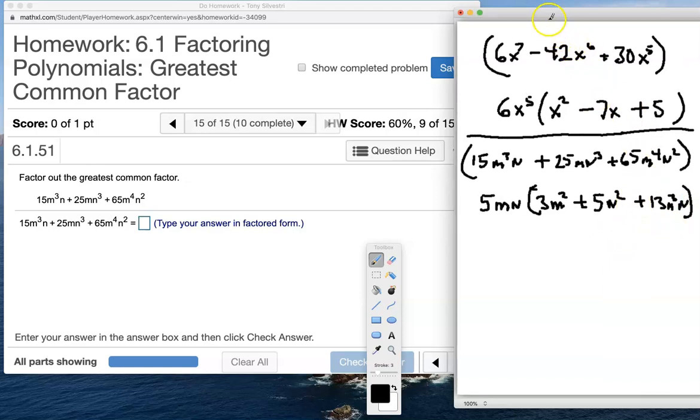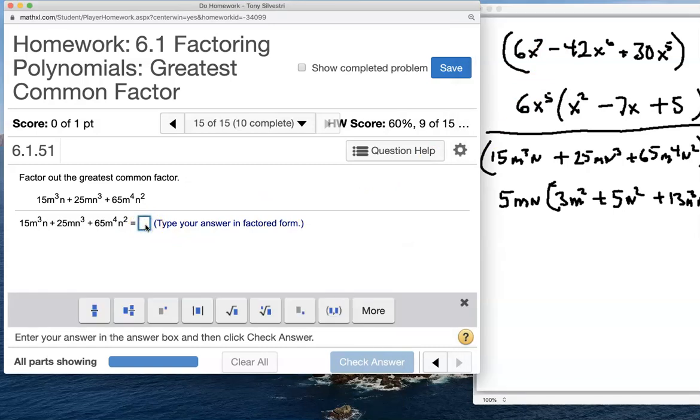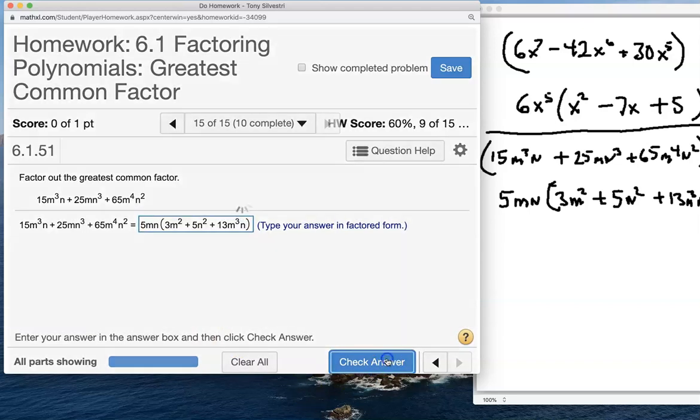Let's see if that's correct. I hope it's correct. I don't want to get it wrong here because that's a pain. Okay, 5mn, parentheses, 3m squared. Bring it down, plus 5n squared. Bring it down, plus 13m cubed. Bring it down, and close the parentheses. I'm going to check my answer.